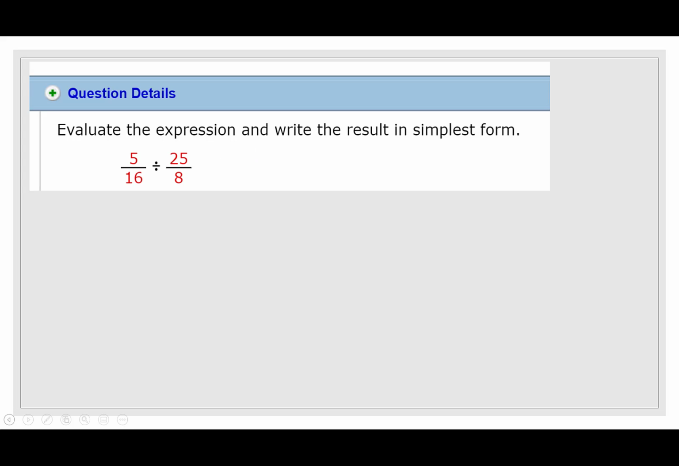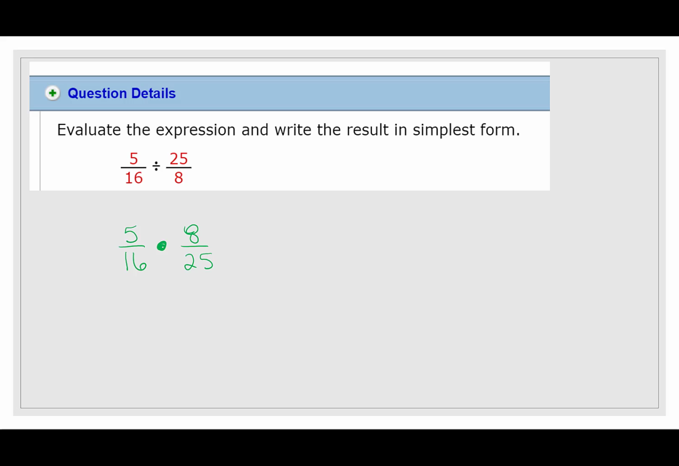Okay, this one says evaluate the expression and write the result in simplest form. This is an example of dividing fractions. And the way I taught you in class, or maybe you've seen a few videos, I want you to rewrite every division problem into a multiplication problem. And here are those steps. You're going to write the first fraction. You're going to keep that the same. And I want you to change the division sign to multiplication and then find the reciprocal of the second fraction. Reciprocal is a fancy word for flipping the fraction.